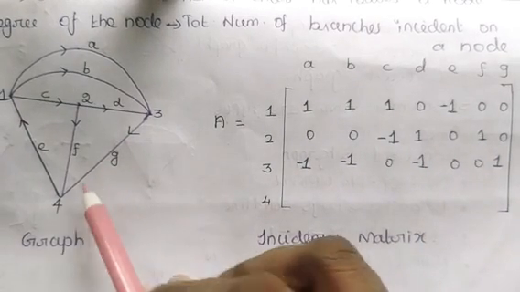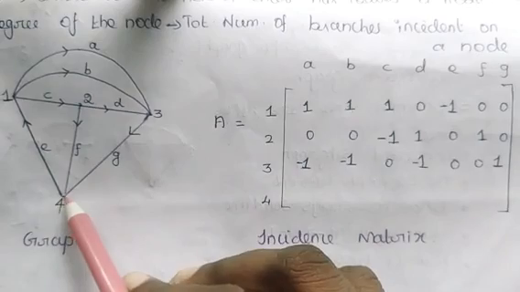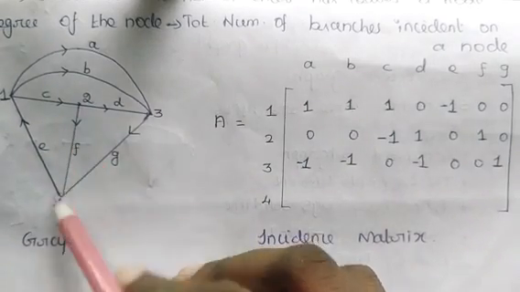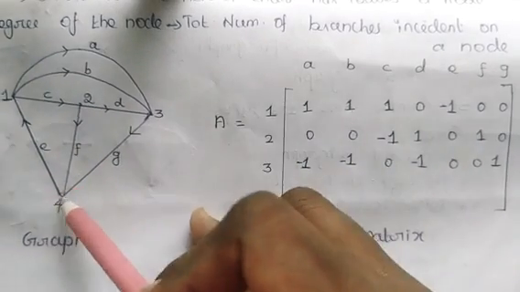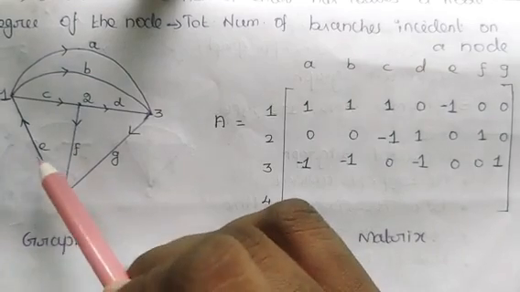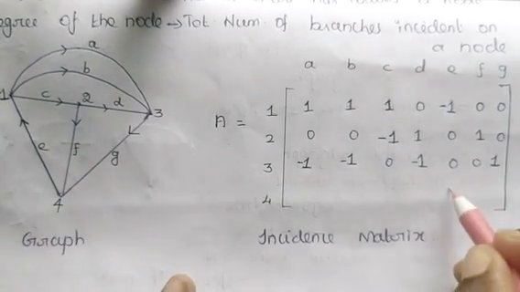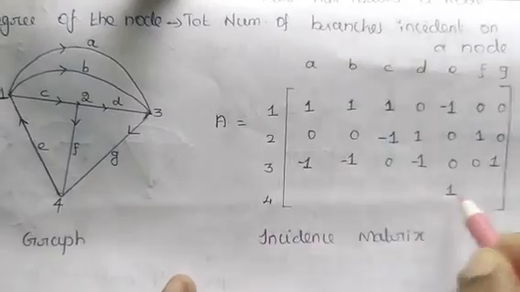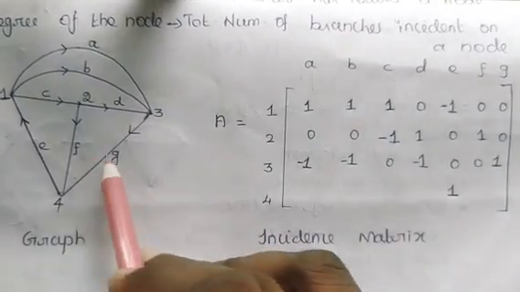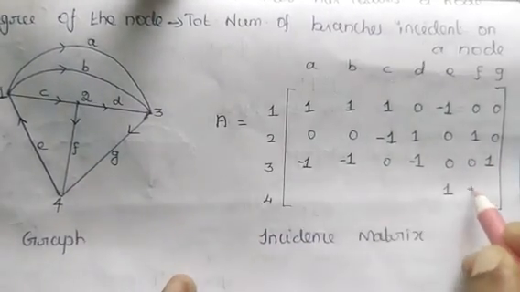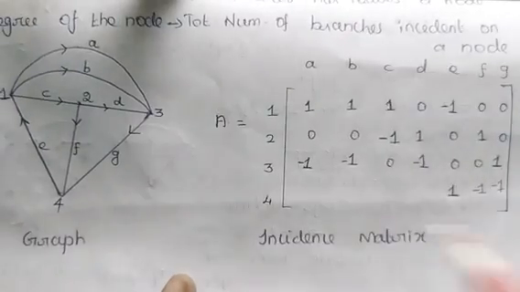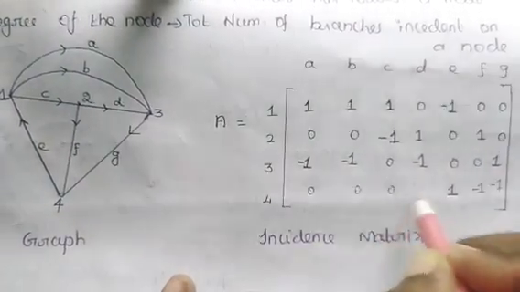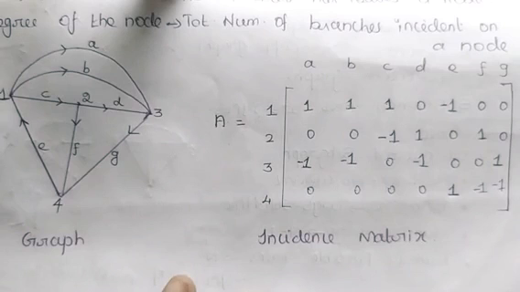What about the fourth node? Degree of the node is 3. There are 2 currents entering the node and E is the leaving branch current. So E will take the value plus 1 because leaving branch currents take the value plus 1. F and G will take the value minus 1. And all other 4 branches take value 0 because they are not incident at node 4.